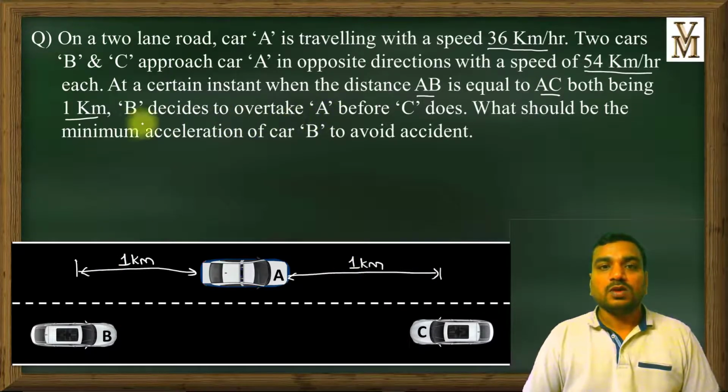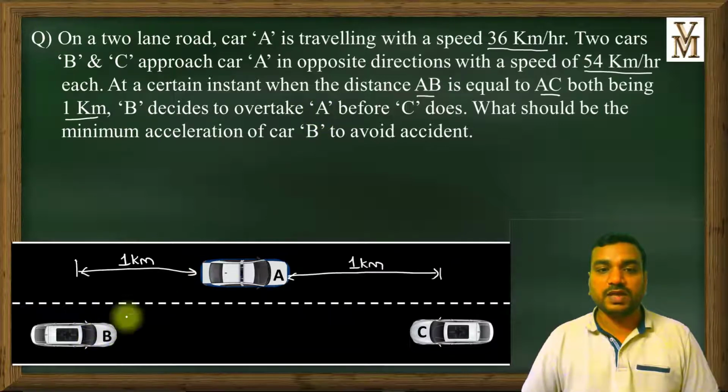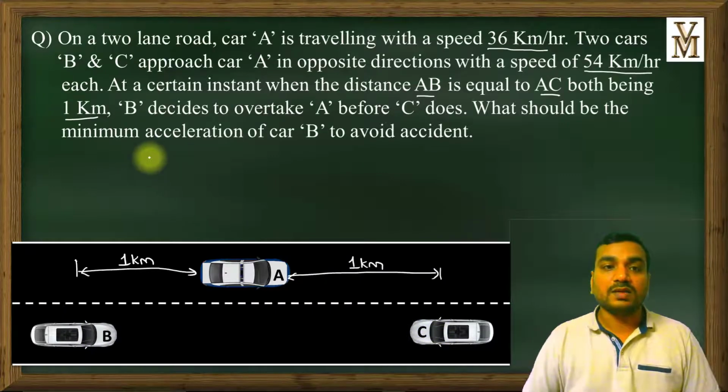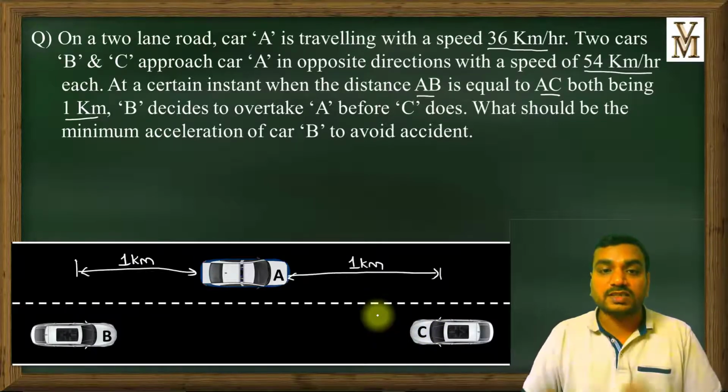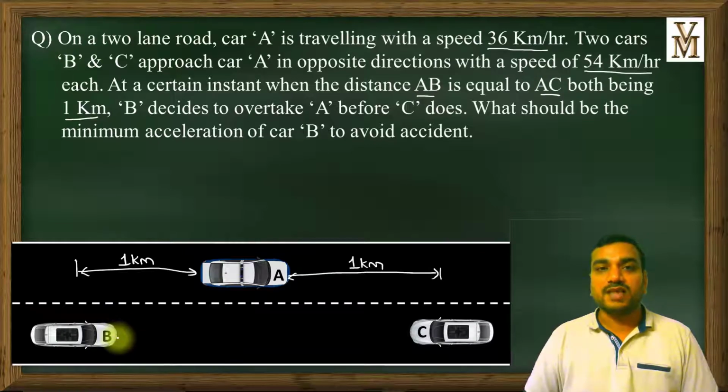Now, car B decides to overtake car A. What happens when the distance between A and B is equal to A and C? Car B decides to overtake car A. That means this car wants to cross car A. And what should be the minimum acceleration of car B to avoid accident? Car B wants to overtake car A before car C does, and without causing any accident. That means without crashing into each other, car B wants to overtake car A. So, in order to overtake car A, car B should increase its acceleration.